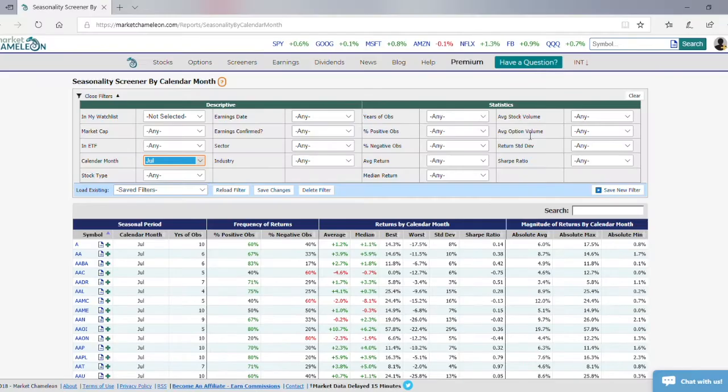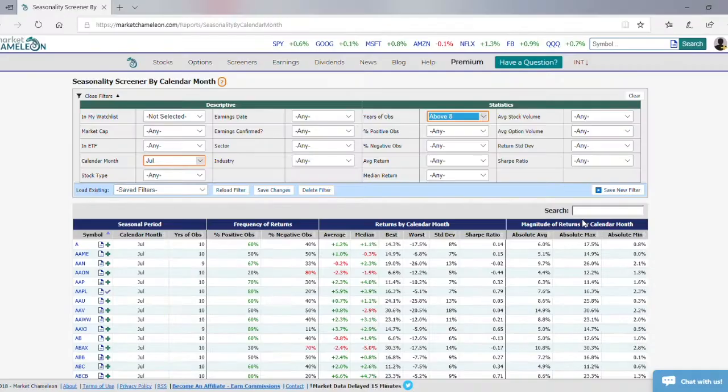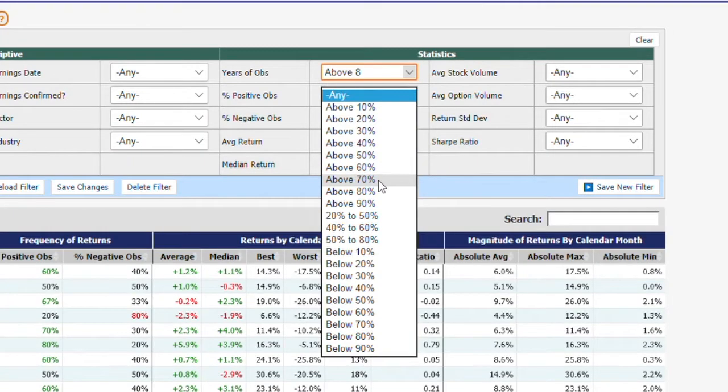of July. Over here, I'm also going to set the minimum number of years of observations. I set it to 8, but it'll go all the way up to 10 years. I'm also looking for candidates that had positive returns more often than not. So I'm going to set that win rate to 70% or above.